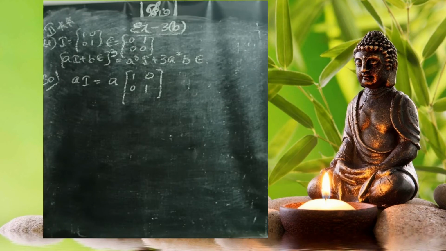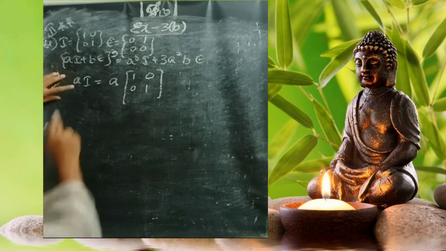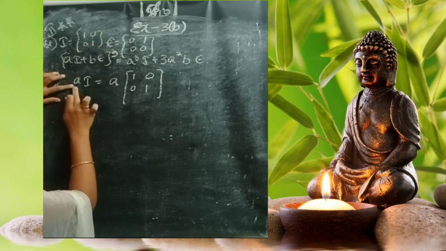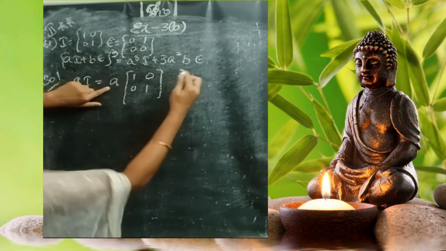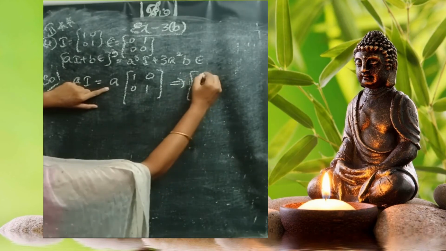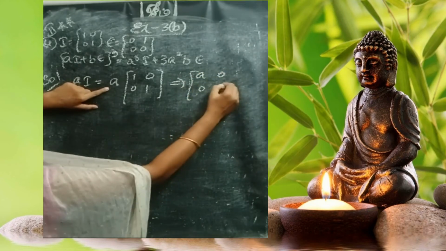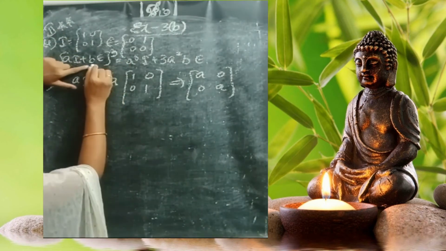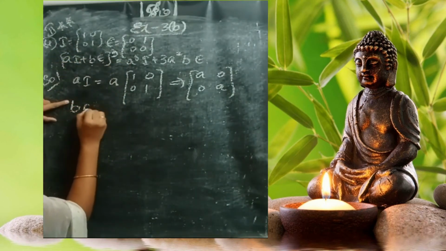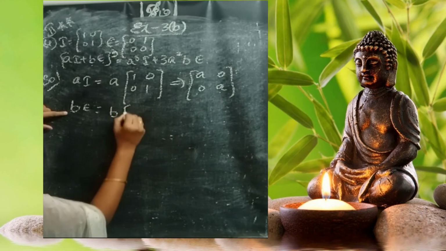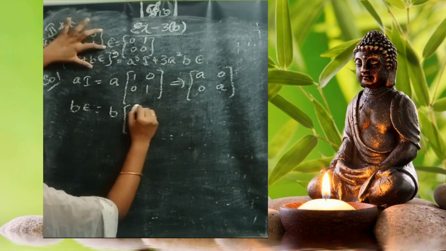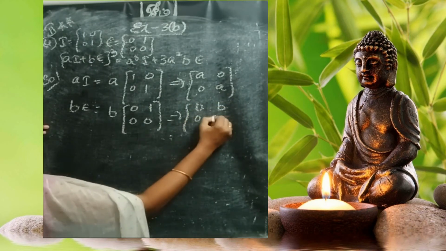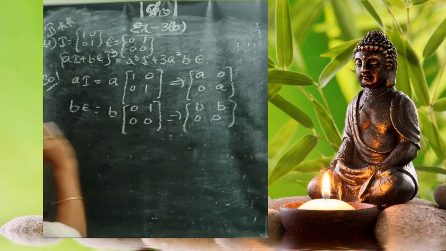And they gave the A matrix. But here, they have given AI: the matrix I value, and A is the variable. We have to multiply each entry with A, giving A 0, 0 A. Don't get confused in it. Next, BE. Keep B the same. E is 0 1, 0 0. So 0 B, 0 0. AI and BE are completed.